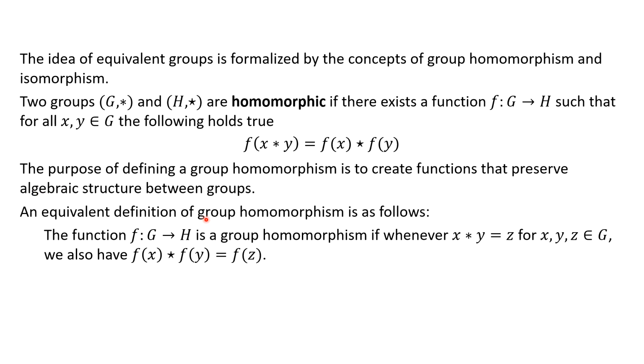We have an equivalent definition of a group homomorphism here. The function f from G to H is a group homomorphism if whenever x times y equals z, using the operation here from G, for x, y, and z elements of G, we also have f of x times, using the operation for H, f of y equals f of z. Okay, so these two are equivalent.